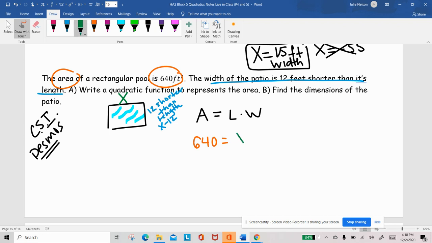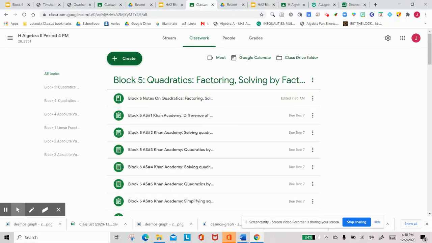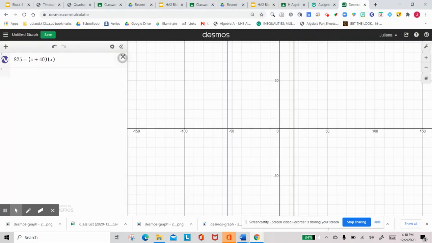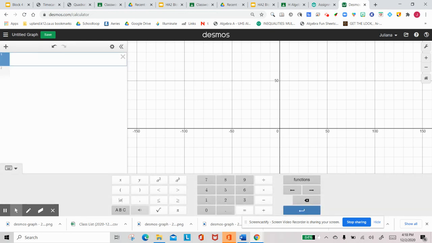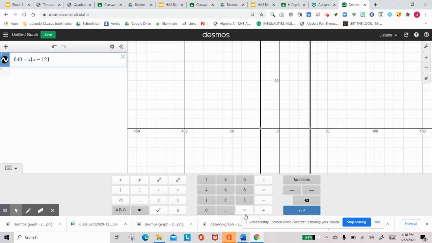So that means x times x minus 12. So I'm going to go ahead and use Desmos because that's what this CSI project is, and it's going to lead us into what we're going to be doing the next time we're meeting. So I'm going to open up another tab right here to Desmos, and I'm going to type in 640 equals x times x, the quantity of x minus 12.